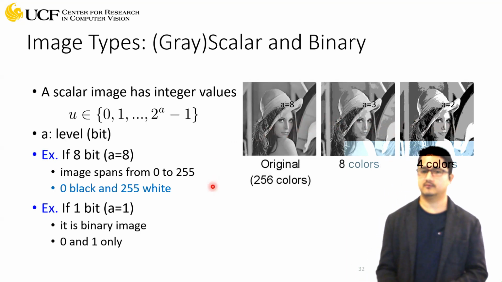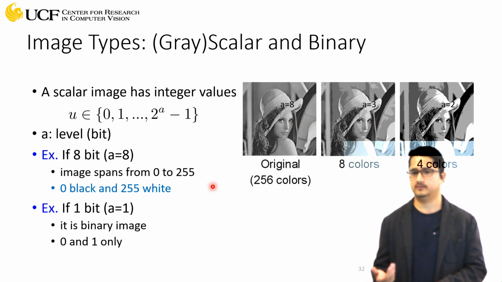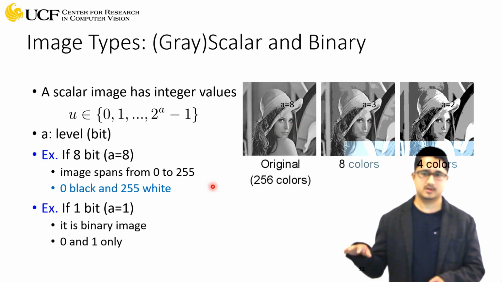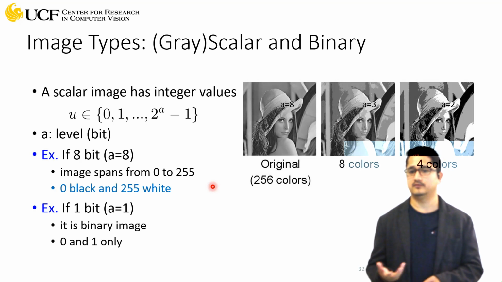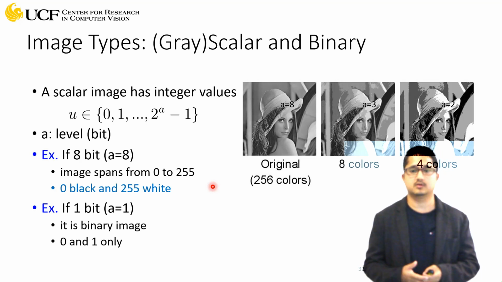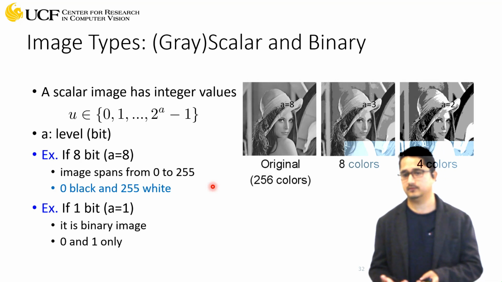So then the question is, why do we need these different bit levels if a higher bit level is better? Of course, we always want a higher bit level, but that comes with memory consumption. A bit level of 8 requires a lot more memory compared to a bit level of 2.